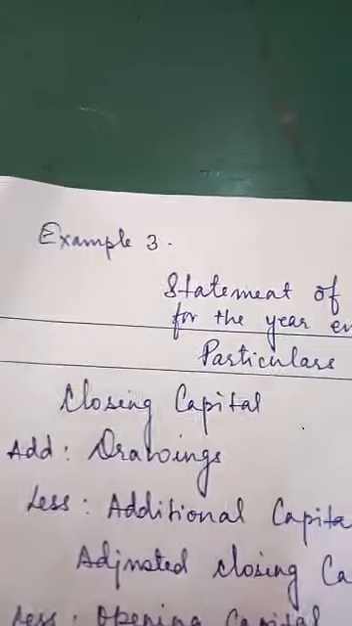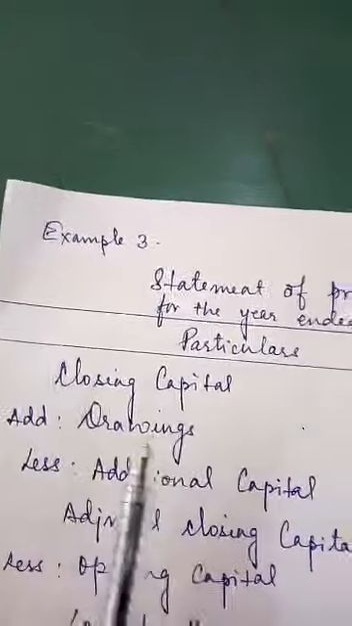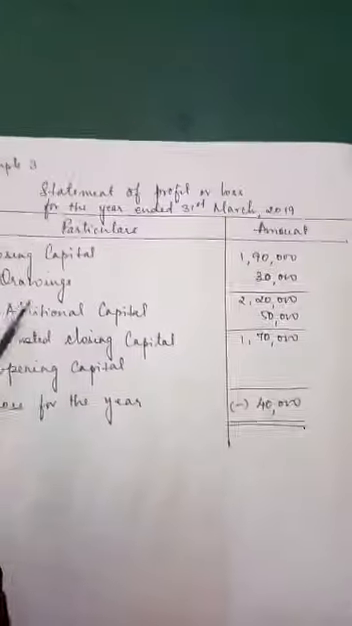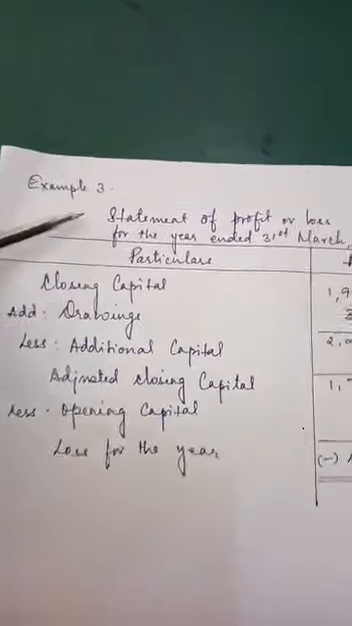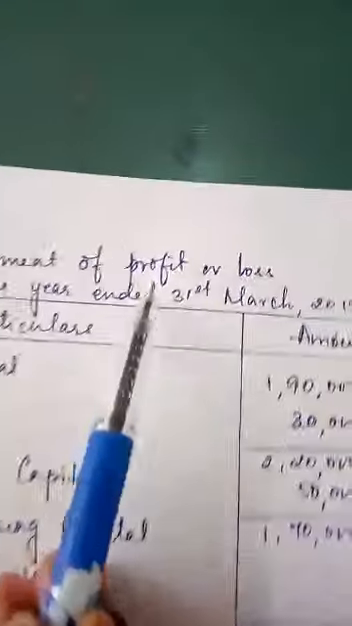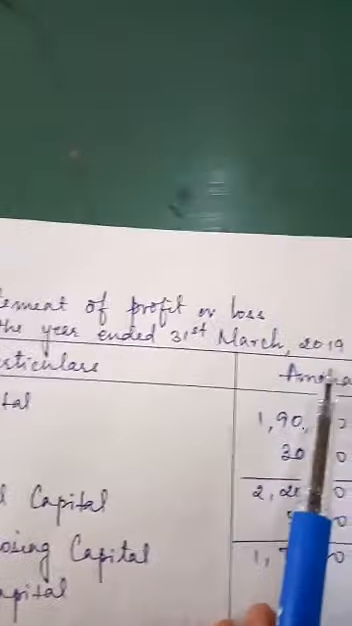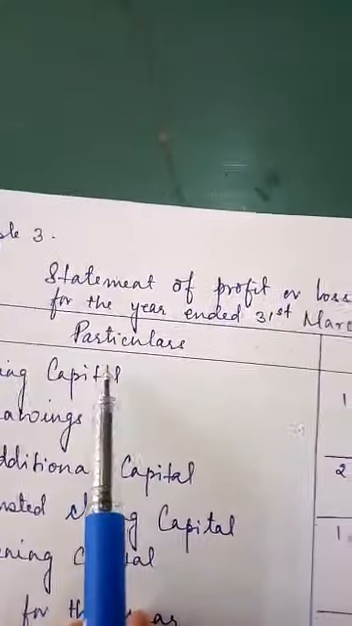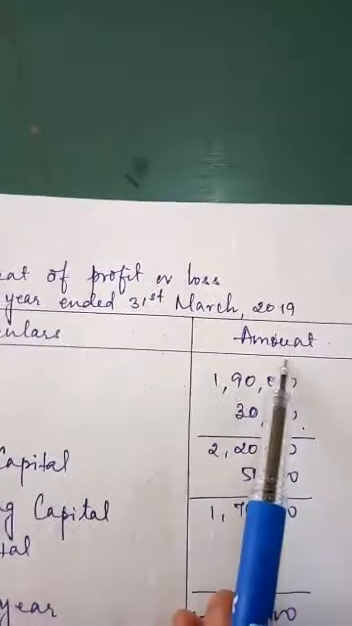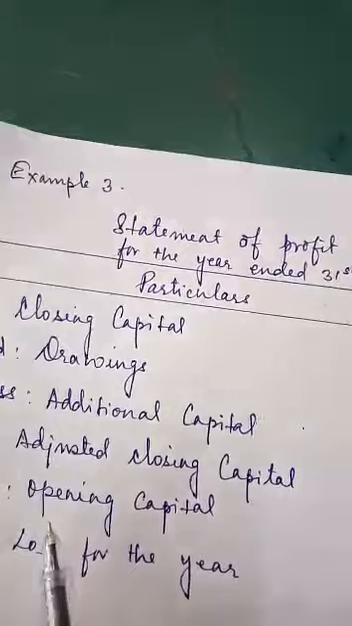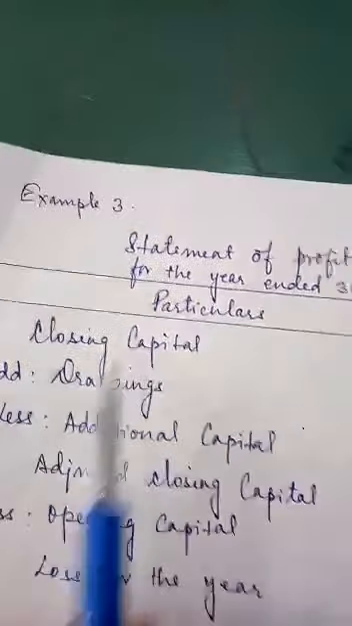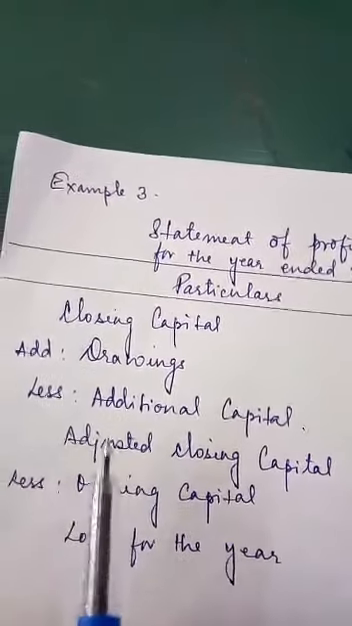So when they tell you to find out the missing amount, the format is the same. On top we write statement of profit or loss for the year ended 31st March 2019, the date we got from the closing capital. 2 columns we have to draw, particulars and the amount. Now in this particular question, first you fill up your particulars. Don't touch the amount. First you fill the particulars.